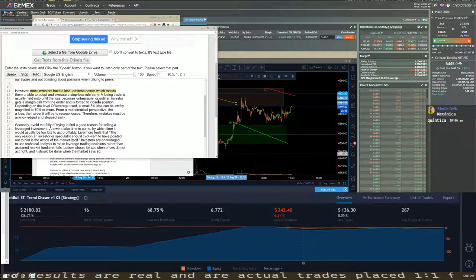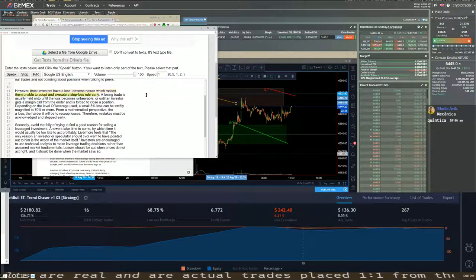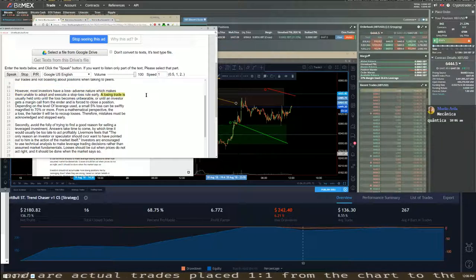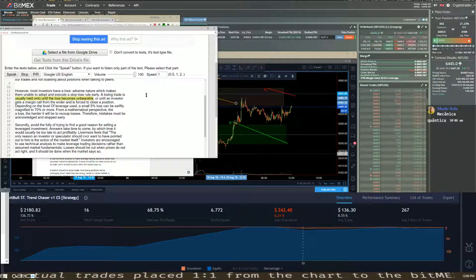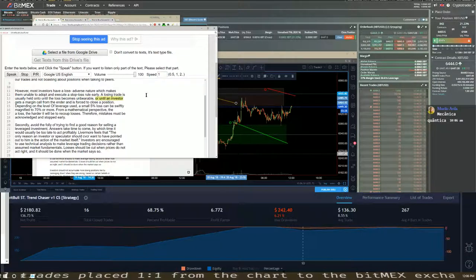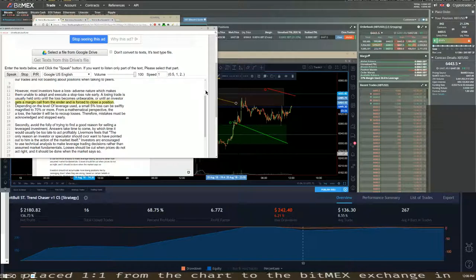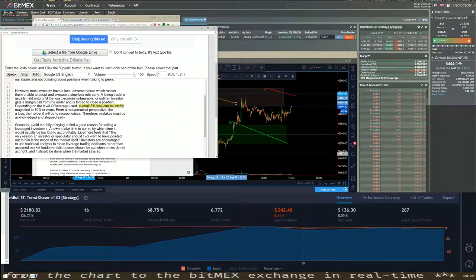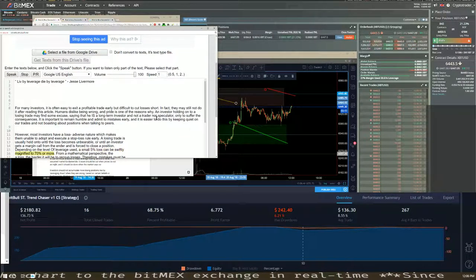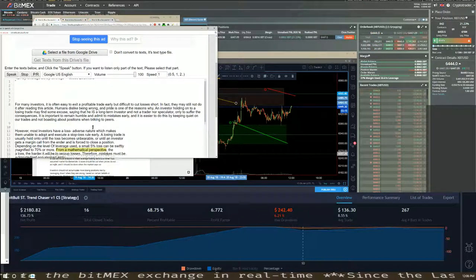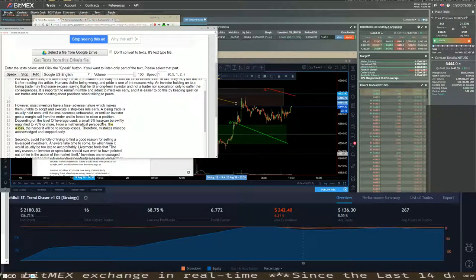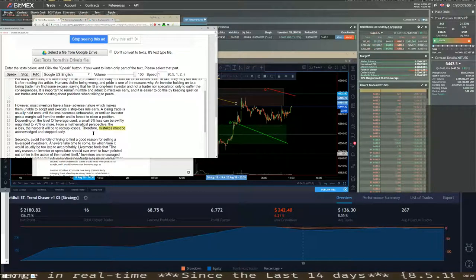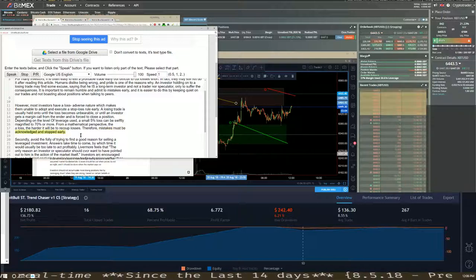However, most investors have a loss adverse nature, which makes them unable to adopt and execute a stop loss rule early. A losing trade is usually held onto until the loss becomes unbearable, or until an investor gets a margin call from the lender and is forced to close a position. Depending on the level of leverage used, a small 5% loss can be swiftly magnified to 70% or more. From a mathematical perspective, the larger the loss, the harder it will be to recoup losses. Therefore, mistakes must be acknowledged and stopped early.